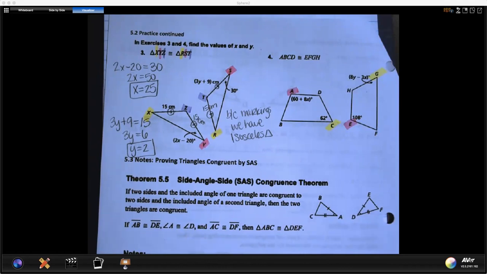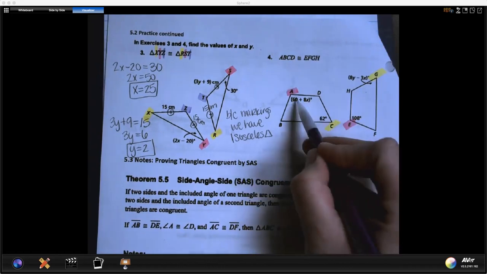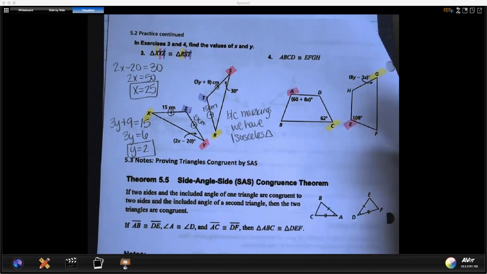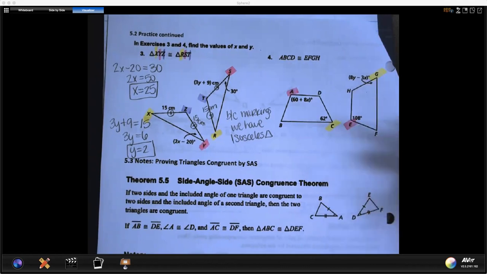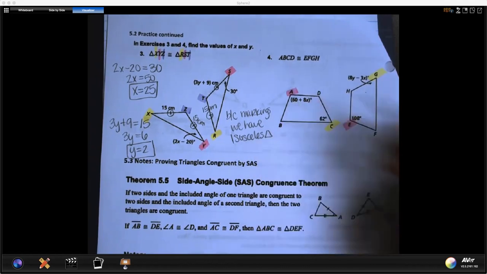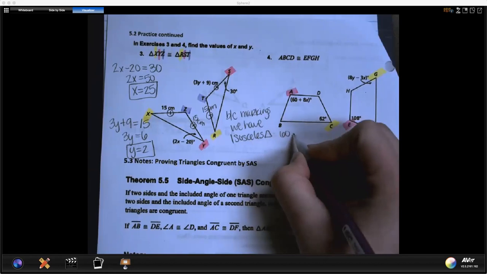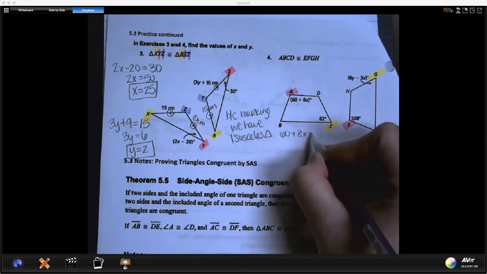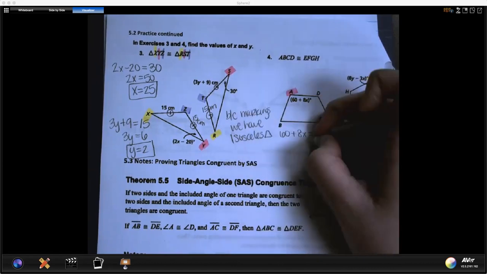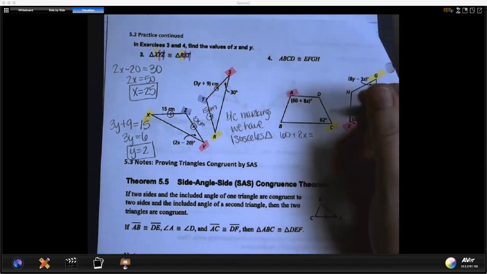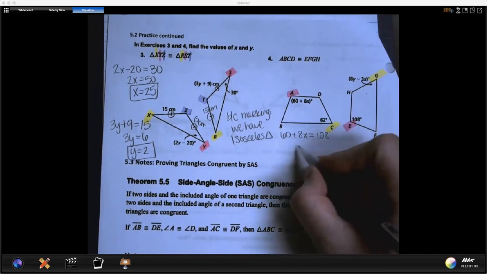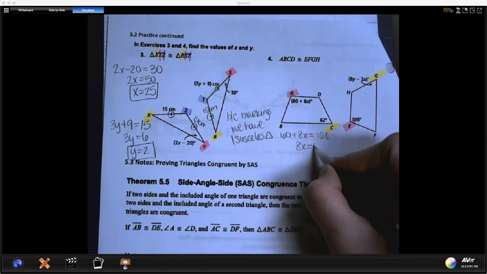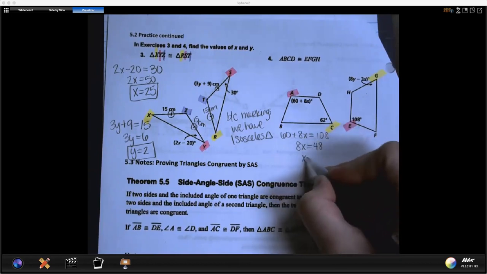From here, we want to set up our equation. Now, again, I did say you had to solve for x first. Reason being is when you solve for y, there's also an x in there. So if you don't know what x is, you can't solve. So we'll start with x first. So 60 plus 8x equals 108. Oops, not 180, 108. So when I subtract, I get 8x equals 48, divide, and x equals 6.